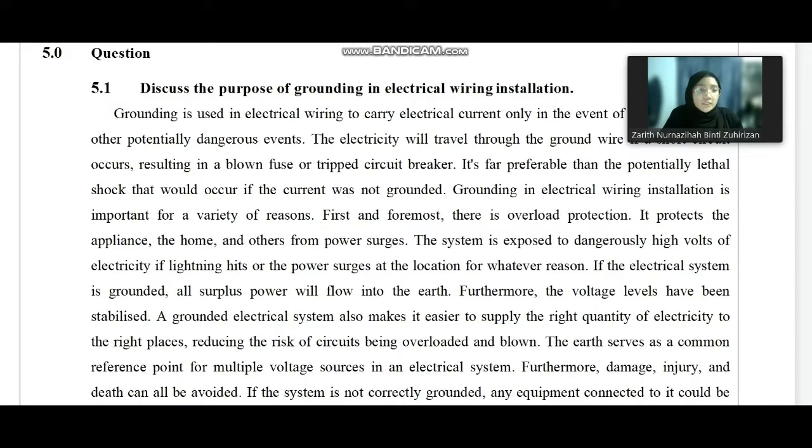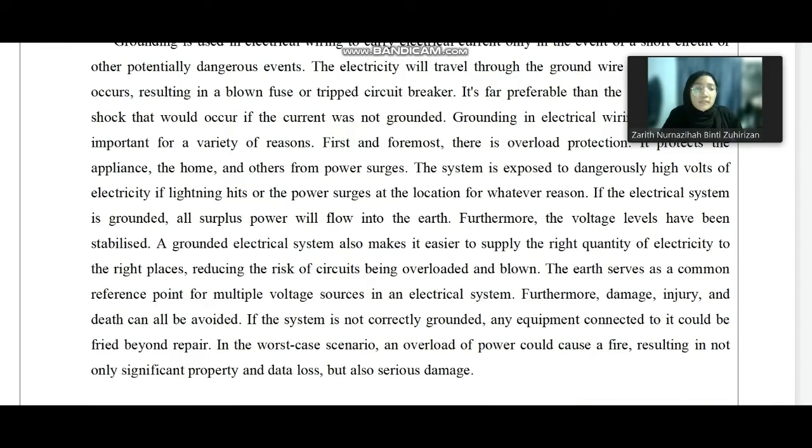Furthermore, damage, injury, and lives can all be avoided if the system is not correctly grounded. Any equipment connected to it could be damaged beyond repair. In the worst case scenario, an overload of power could cause a fire, resulting in not only significant property and data loss, but also serious damage.